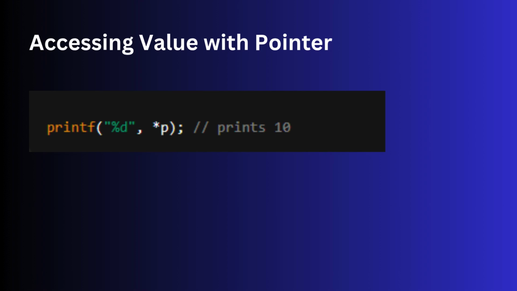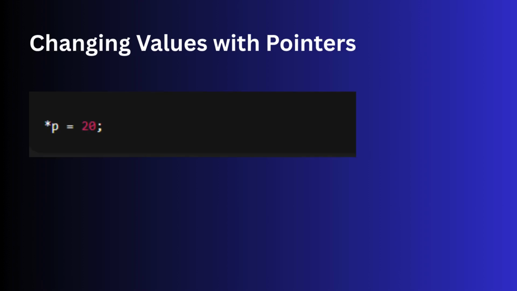Asterisk P means go to the address stored in P and get the value. This is called dereferencing. You can even change the value at the address. Now X becomes 20 even though we used asterisk P.